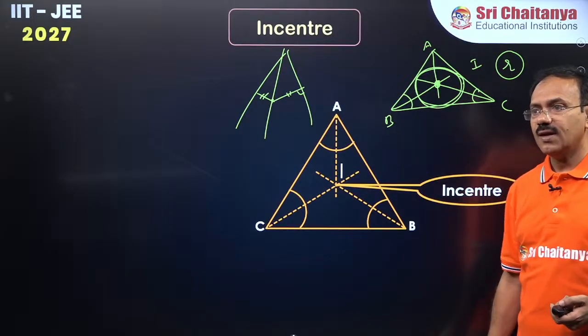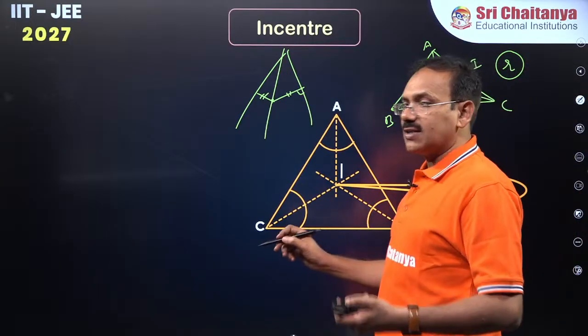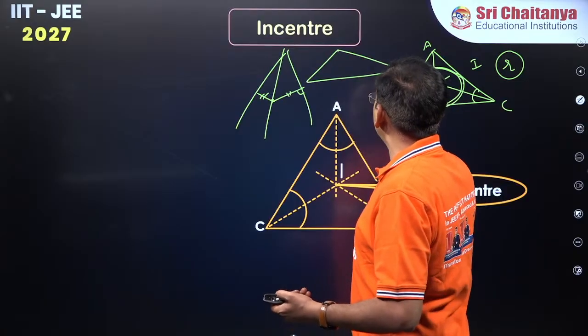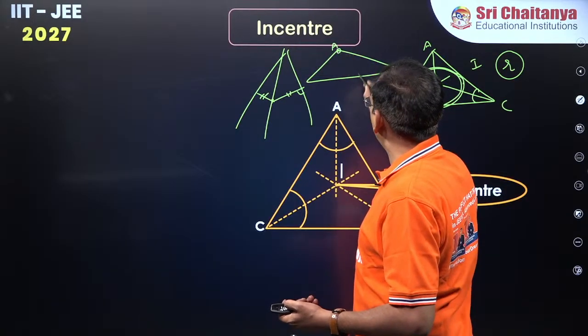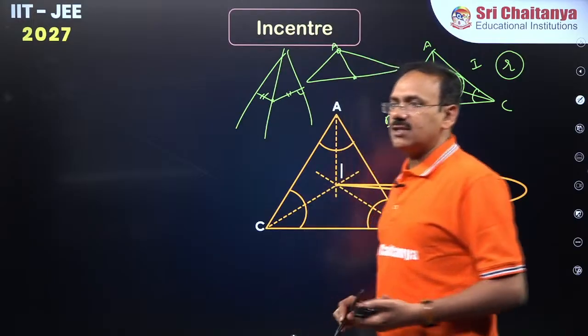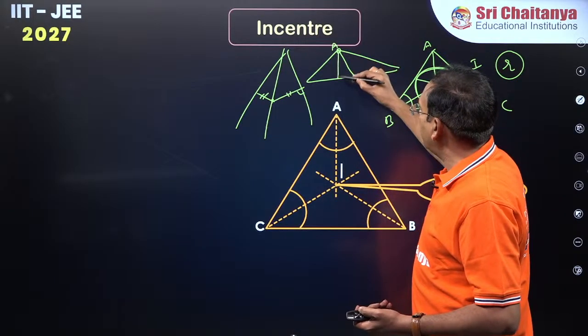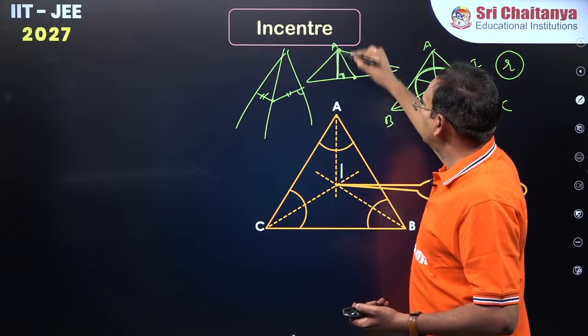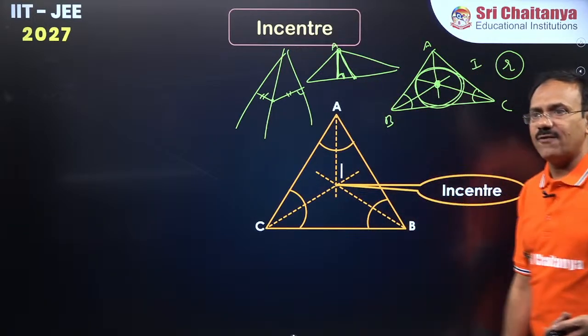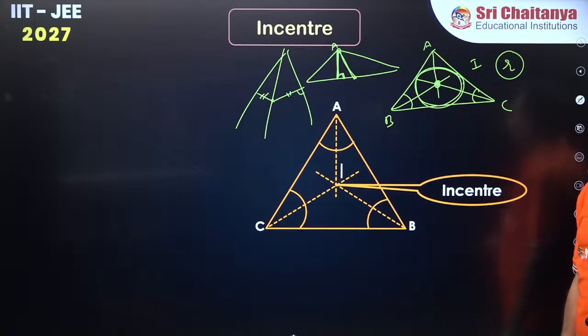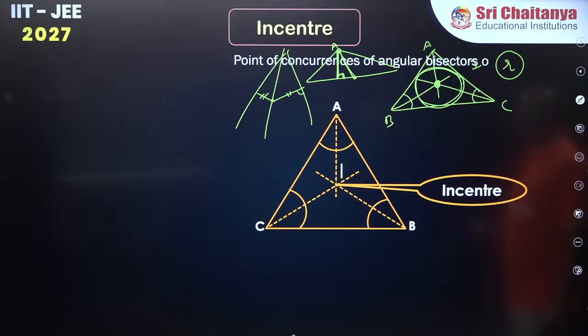Median and altitude. Somebody is asking the difference between median and altitude. Suppose you take a triangle, median means this vertex to the midpoint of the opposite side, this is the median. This vertex to the perpendicular on the opposite side, this is the altitude. That is the difference. Got it? Okay, right, dear students. So in a triangle, the incenter is nothing but the point of concurrence of internal angular bisectors. Okay, that is what we have written.